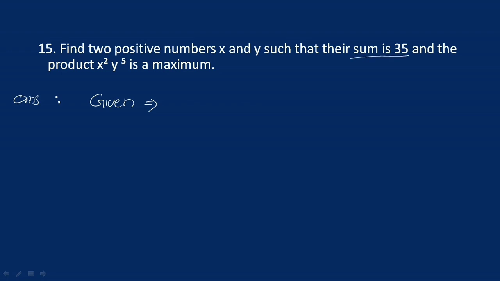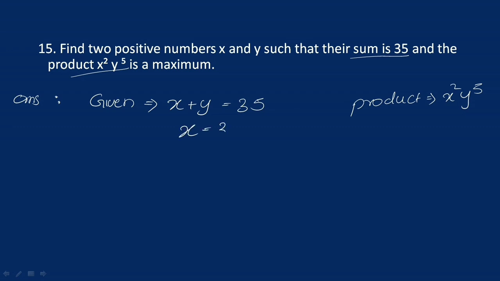So we have given the two numbers x and y. That means x plus y is equal to 35, the sum is 35. Now the product can be written as x square y raised to 5. If x plus y is equal to 35, we can write x is equal to 35 minus y. Let f of y be the function, x square y raised to 5, that is the product. Substituting for x square, that is 35 minus y whole square into y raised to 5.